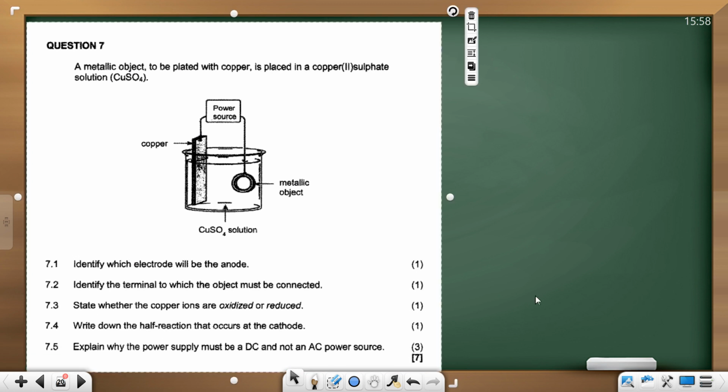It's very straightforward. A metallic object is to be plated with copper. Now, please listen. Anything you want to electroplate, make it the cathode. Anything to be electroplated.